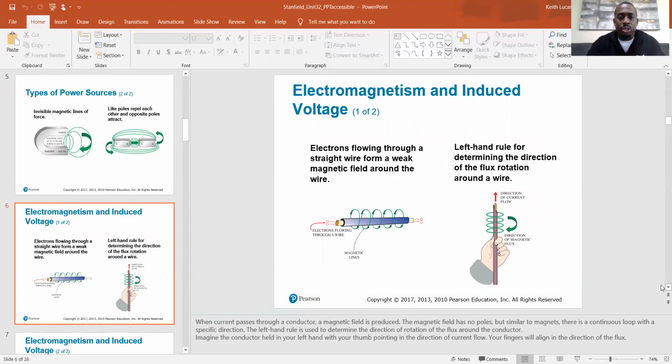Electromagnetism and induced voltage. When current passes through a conductor, a magnetic field is produced. The magnetic field has no poles, but similar to magnets, there is a continuous loop with a specific direction. The left-hand rule is used to determine the direction of rotation of the flux around the conductor. Imagine holding the conductor in your left hand with your thumb pointing in the direction of the current. Your fingers will align in the direction of the flux.